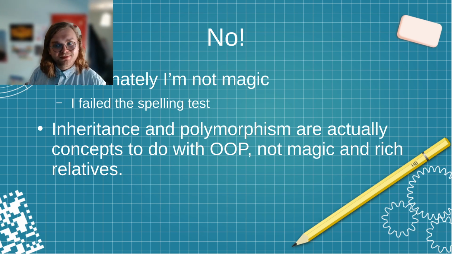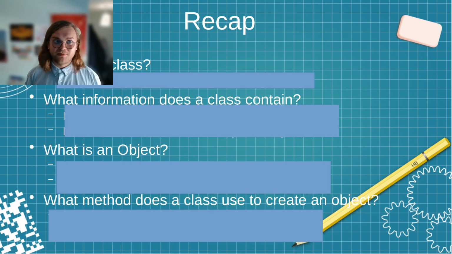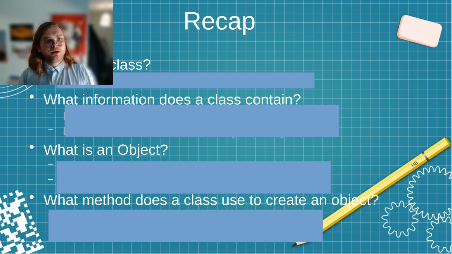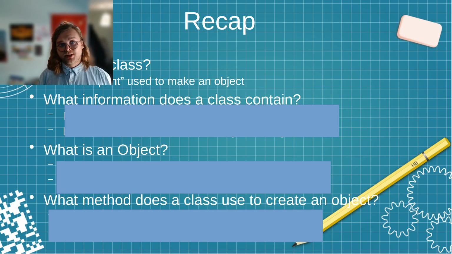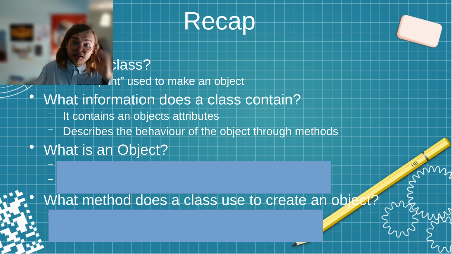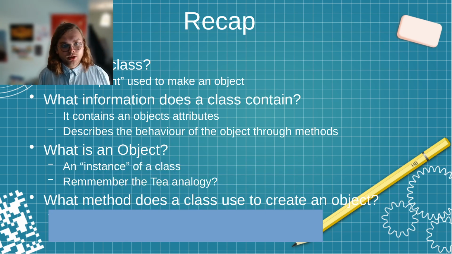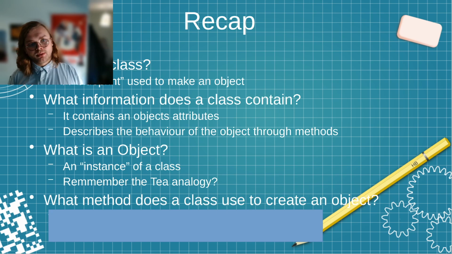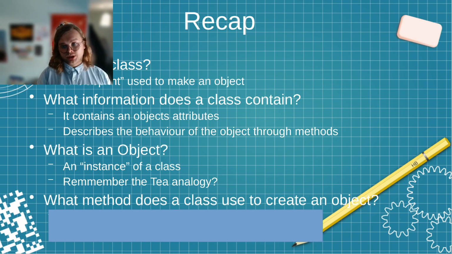Now, inheritance and polymorphism are actually concepts to do with OOP, not in fact magic and rich relatives. So, let's do a little recap. What is a class? A blueprint used to make an object. What information does it contain? It contains an object's attributes and describes the behaviour of the object through methods. What is an object? An instance of a class. And then I'd ask them to remember the tea analogy, which is that you can't drink a blueprint, you can use a blueprint to make a cup of tea, and you can drink the cup of tea.